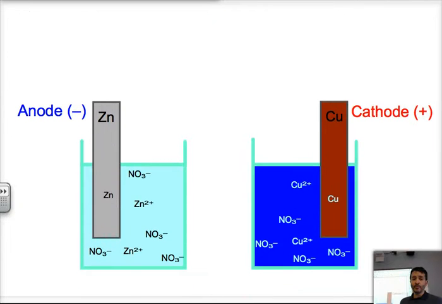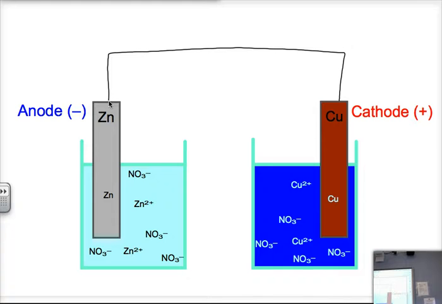If we were to put a wire conductor between the two electrodes, or the two pieces of metal, you would imagine that we could allow electrons to leave the zinc and travel all the way through the wire into the copper and react with the copper 2 ion to make some more copper.